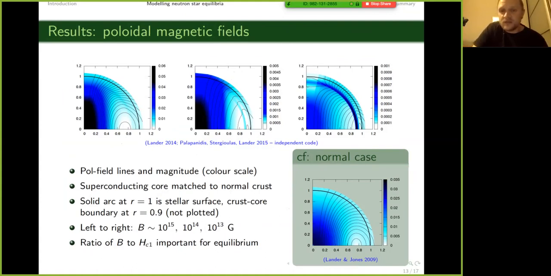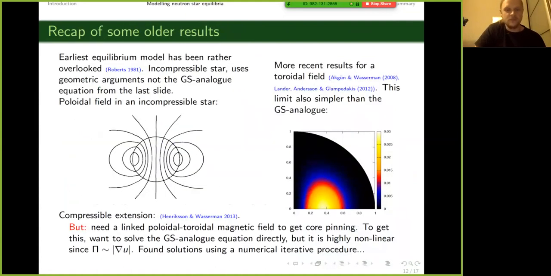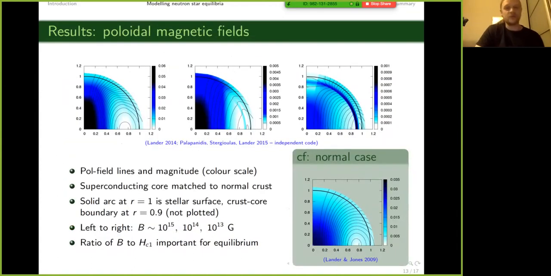And actually, you can see some agreement between this right-hand result and the previous results of Roberts and Henriksen and Wasserman. So if you just look at the core region, you see there's no closed field lines at all now. And that's, I would say, reassuringly similar to the plot from the Roberts paper here. So this is poloidal fields, but now I have the technology to do poloidal plus toroidal fields, so let's look at those.